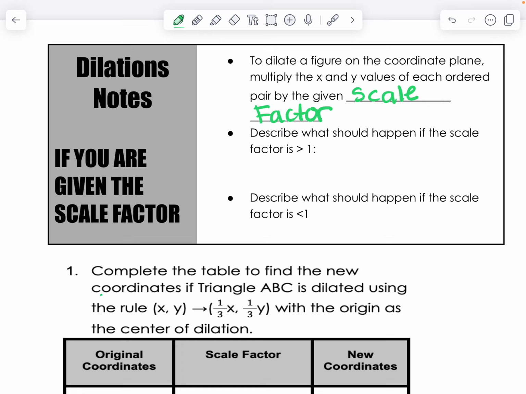So to dilate a figure on a coordinate plane, you're going to multiply the x value and the y by whatever your scale factor is. You're only going to multiply.